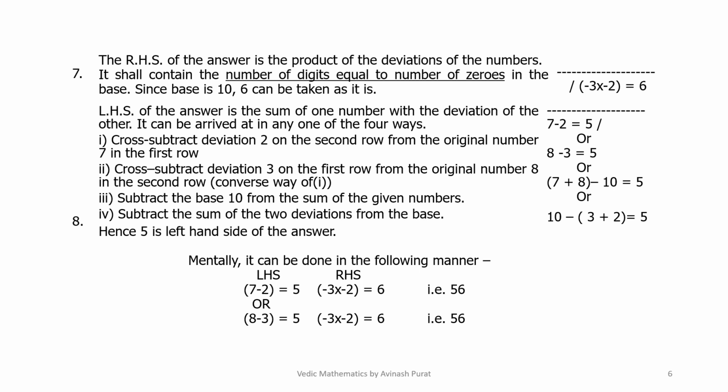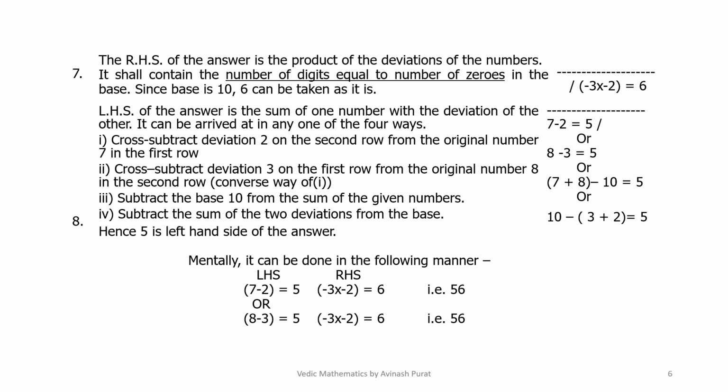It shall contain a number of digits equal to the number of zeros in the base. Since the base is 10, 6 can be taken as it is. So minus 3 multiplied by minus 2 equals plus 6. The LHS of the answer is the sum of one number with the deviation of the other. It can be arrived at in any one of four ways.